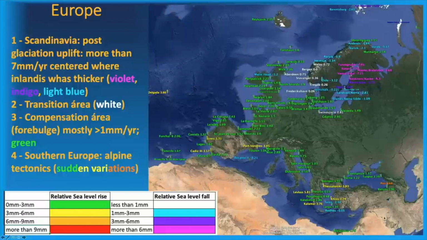Then around it, all this area, you will see places where the sea level is going up, not very much. It depends on the places. And in some places in southern Europe, you can see that sea level is going up a little more. So they are represented in yellow here and here, and even in orange.